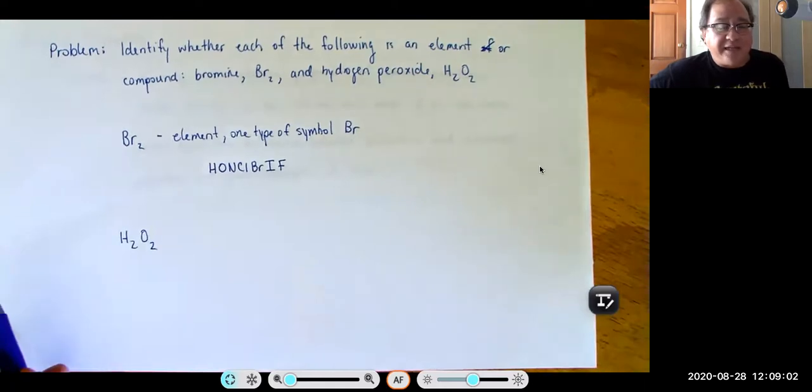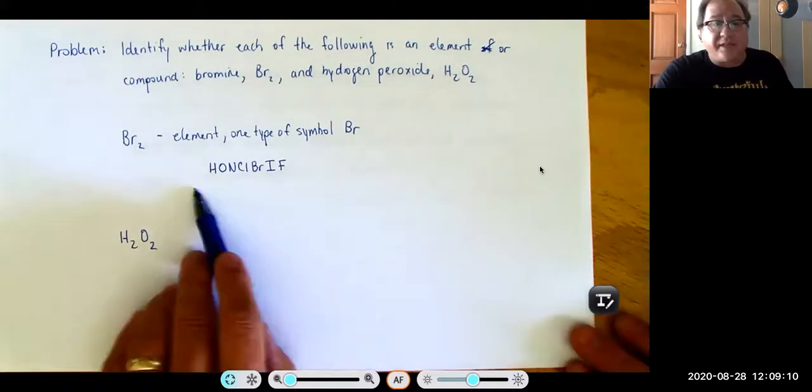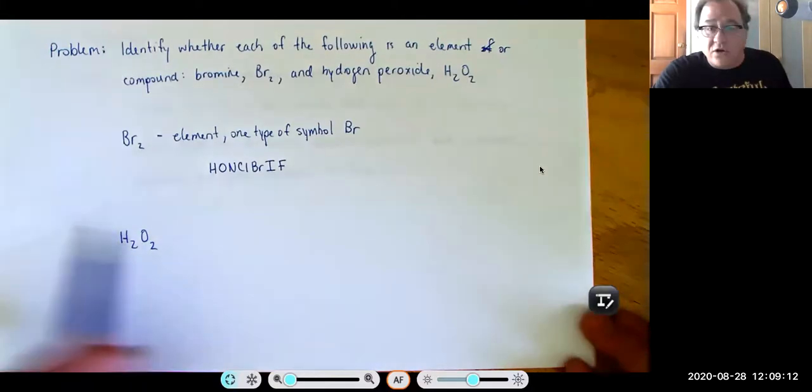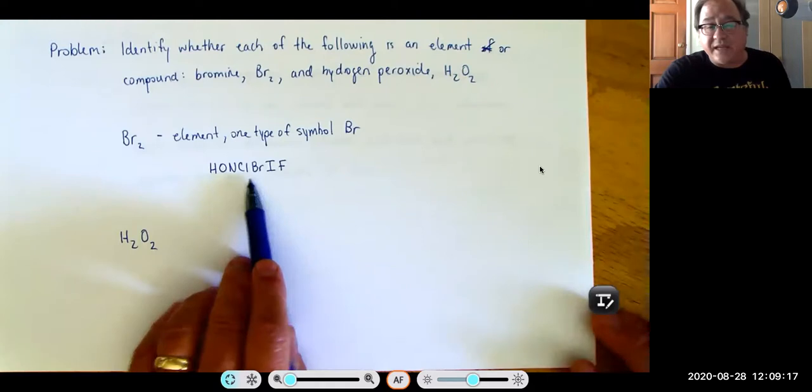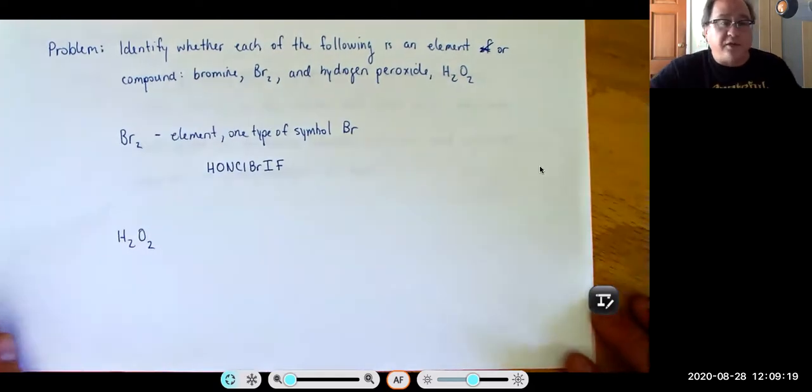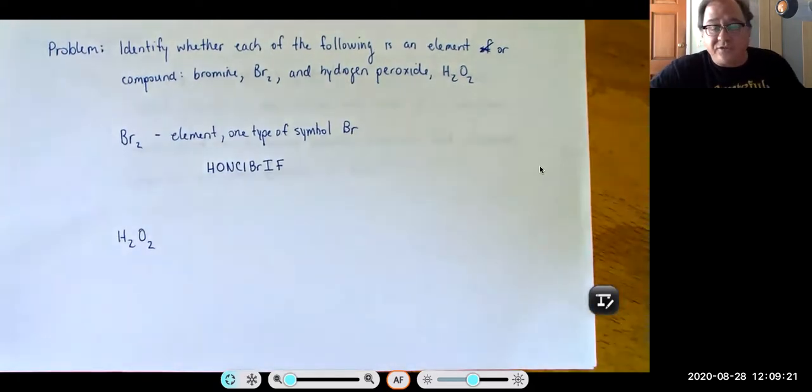Some people remember this because they sound it out, Hänkelbrief. If you remember Hänkelbrief, you will know the elements that come in pairs. So hydrogen comes in pairs, H2. Oxygen comes in pairs, O2.